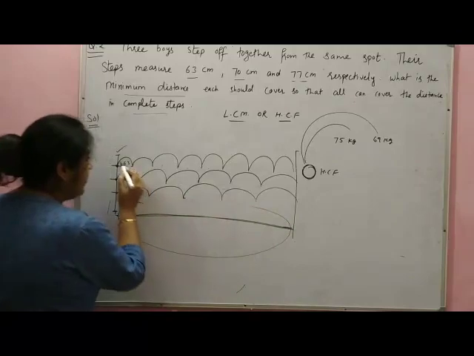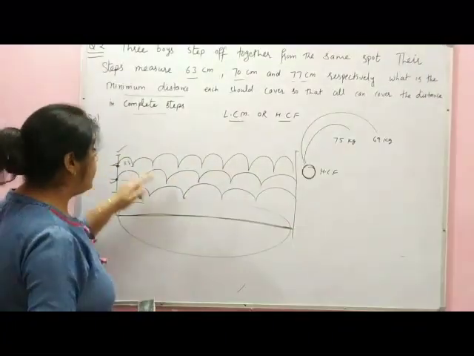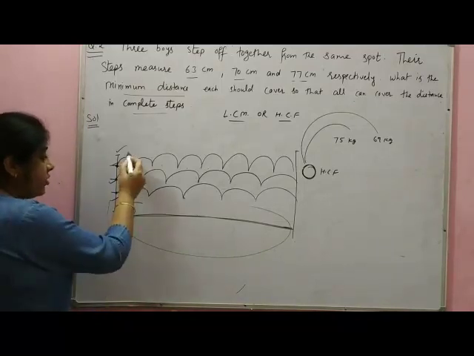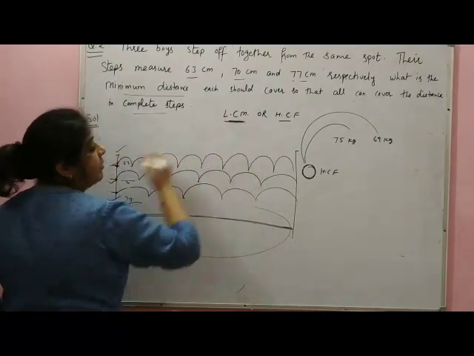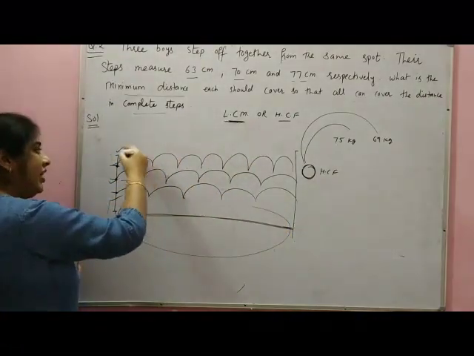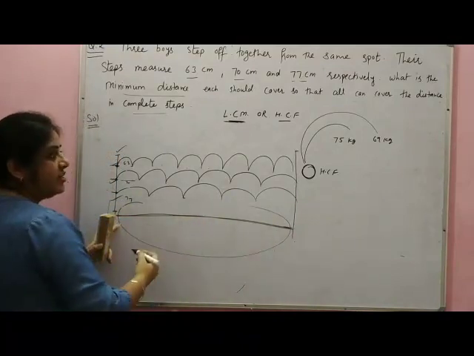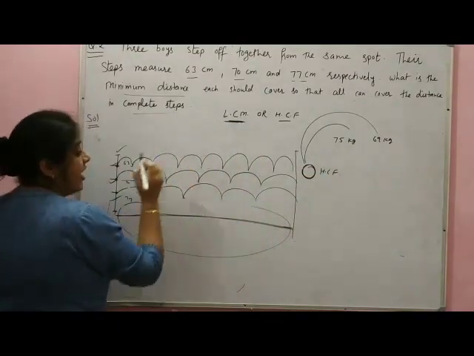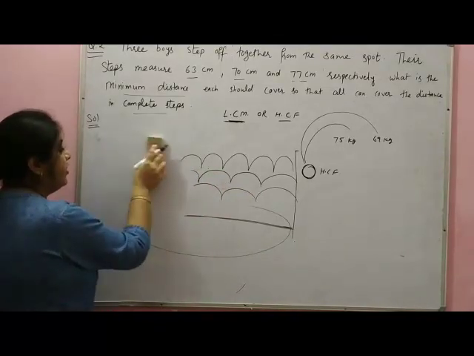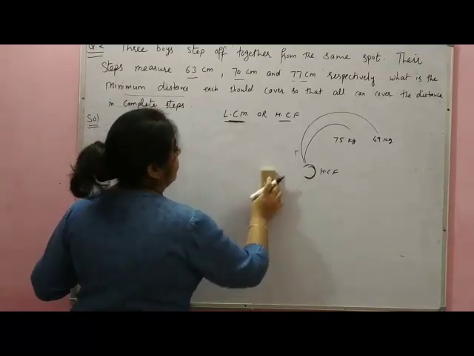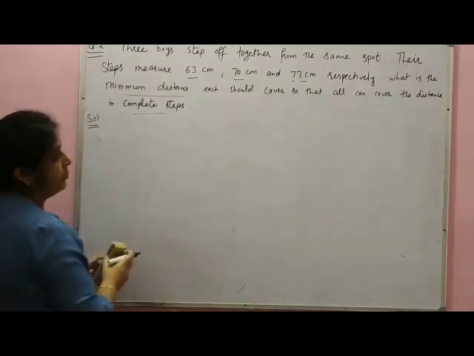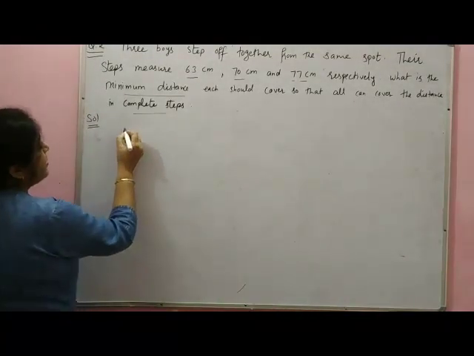It means what we have to find is that minimum distance, a distance which is divisible by all three numbers. It means a multiple of all three numbers, so we have to find the LCM. We will get other numbers also in complete steps, but we have to find the minimum distance, the least multiple of all three numbers. So we are going with the LCM, not with the HCF as we did in the previous question.